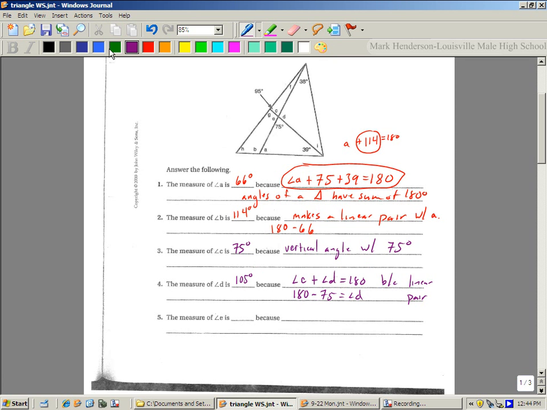Angle E is a vertical angle with D, so it equals 105 degrees because angle D is congruent to angle E by vertical angles. So, this shorthand like this is acceptable. You can write that for your reasons. That might cut down on how much you actually have to write. Does that make sense?